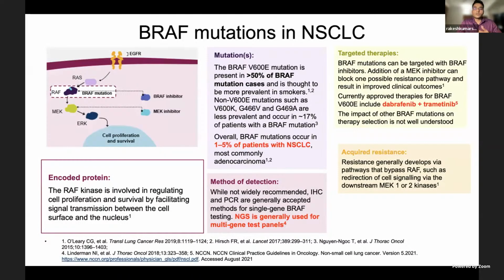BRAF mutation is present in about 1 to 5% of the patients, most commonly adenocarcinoma. It can be detected with PCR, IHC, though not commonly recommended, but NGS is generally the preferred modality. And now we have treatment approved for the BRAF V600E mutation, that is the combination of dabrafenib plus trametinib.